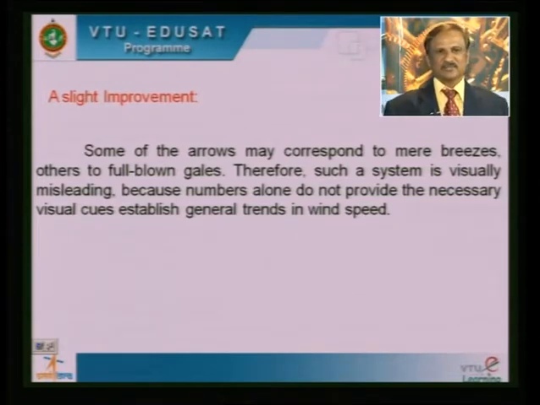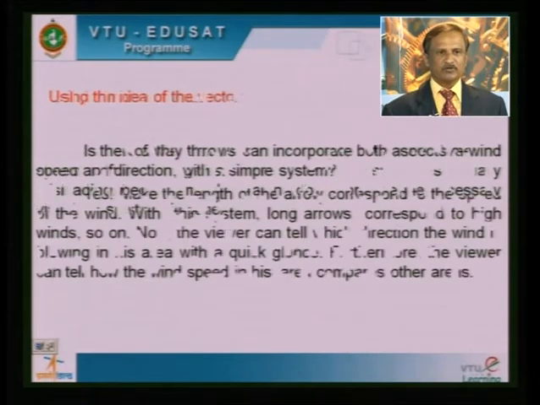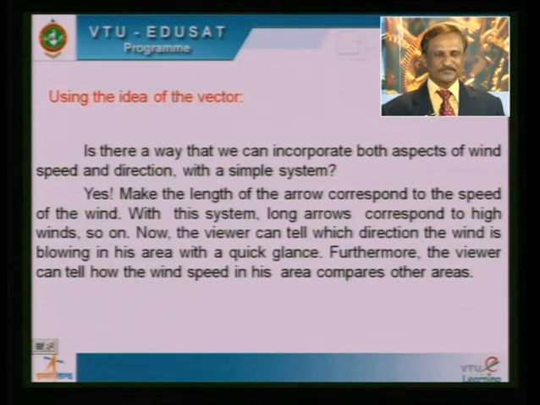Because some of the arrows may correspond to moderate breezes, others to strong gales, right? Therefore, such a system is usually misleading because numbers alone do not provide the necessary visual cues to establish general trends in wind speed. Then you may ask, how do we make a general trend? What do we want to improve?